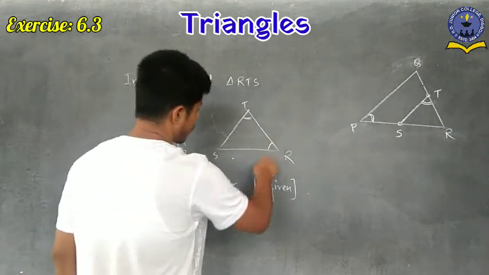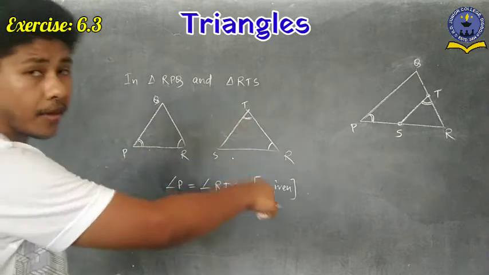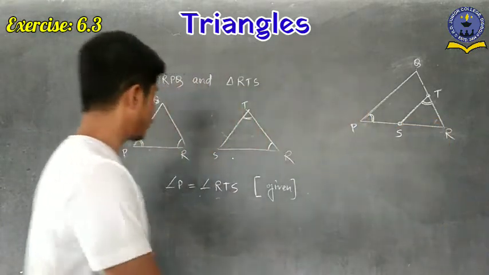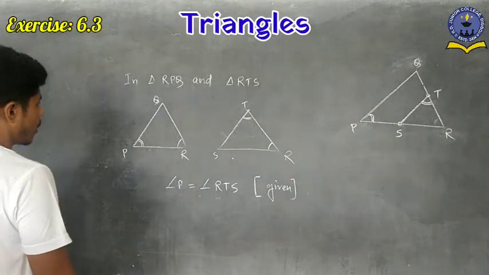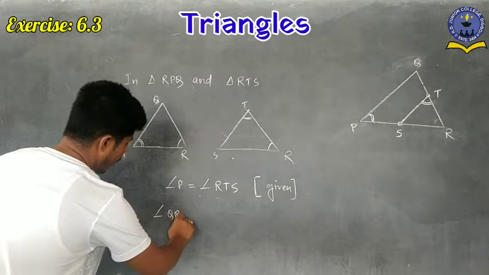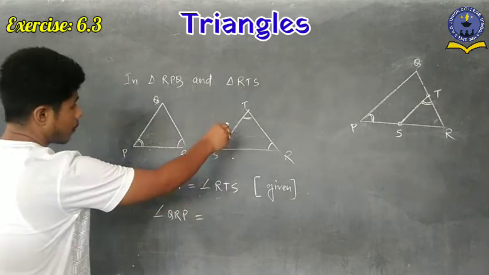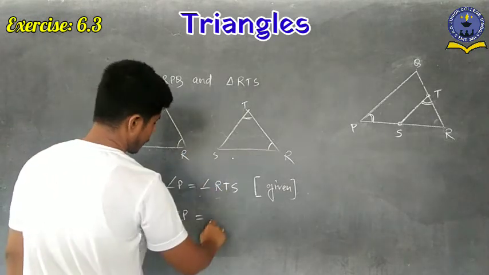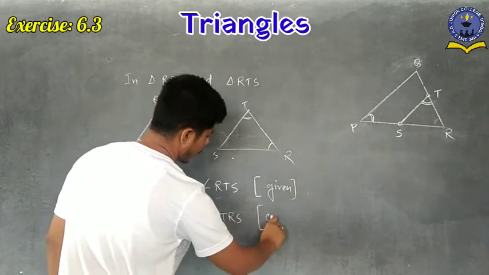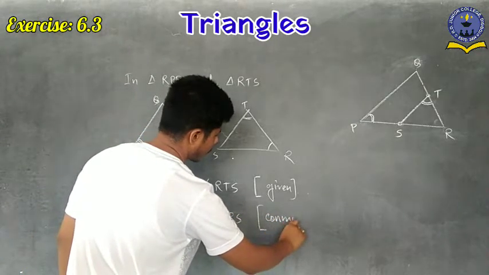So this angle is what we write here. If you see the diagram here, for both triangles this angle R is what? Common. So that's why we have to write here angle QRP is equal with angle TRS, and in bracket we have to write this one is common.